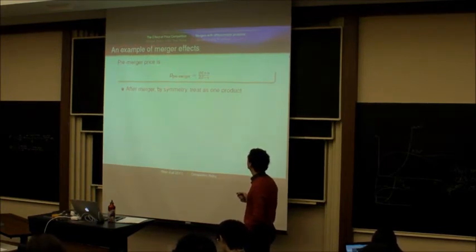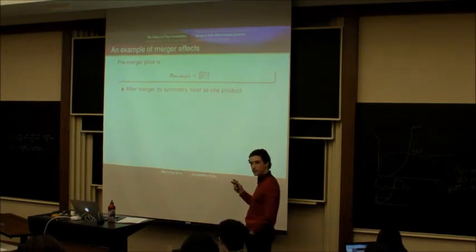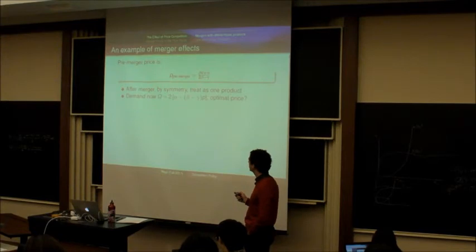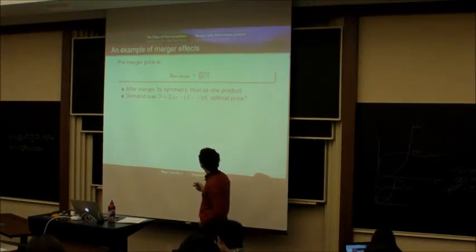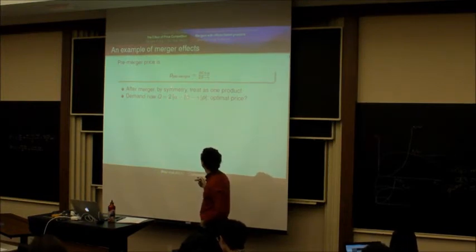So after the merger, by symmetry, the firms can basically treat the two products as if they were just one product. So now that product is going to have demand, which is 2, because there are two products, times alpha minus beta minus gamma times p.